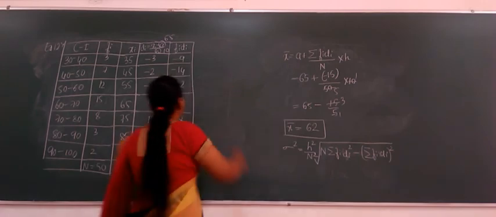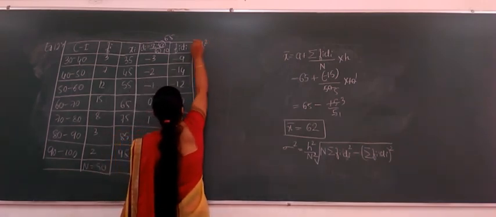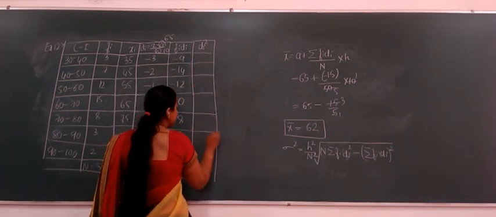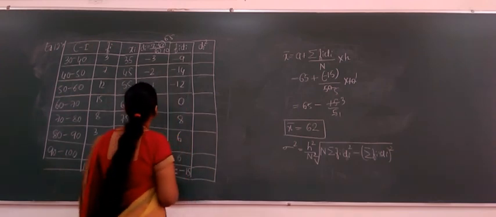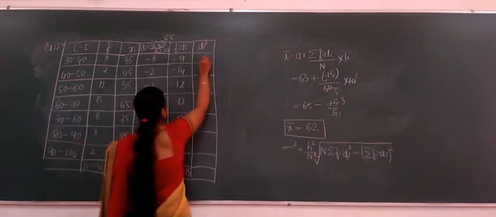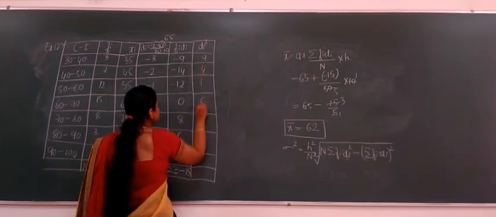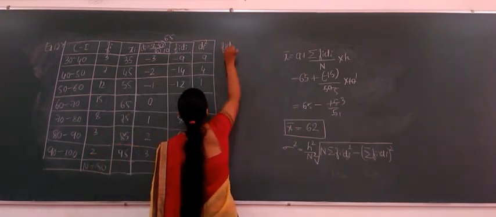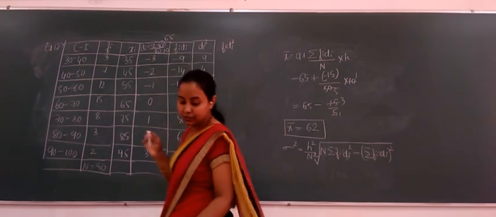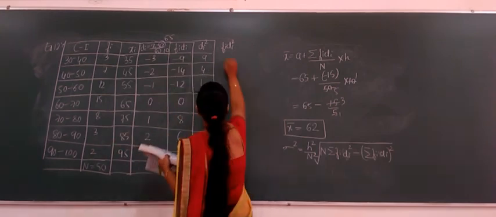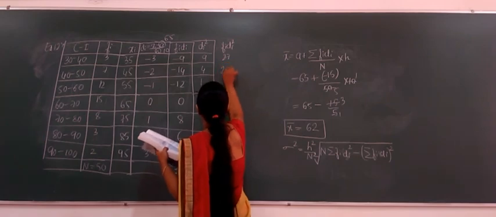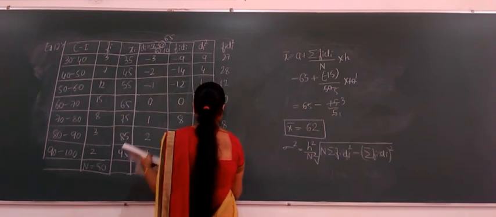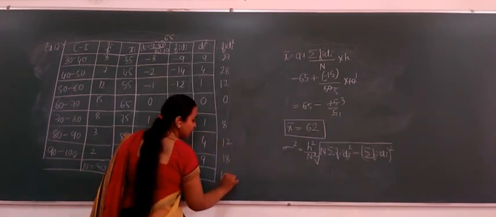So to calculate this sum, our next column will be di square, because knowing di square only, we will get the sum of fi into di square. So just square each di: 9, 4, 1, 0, 1, 4, 9. Next, fi into di square. I'll just refer to the textbook and write out the total. So it will be 27, 28, 12, 0, 8, 12, 18. And the total sum turns out to be 105.